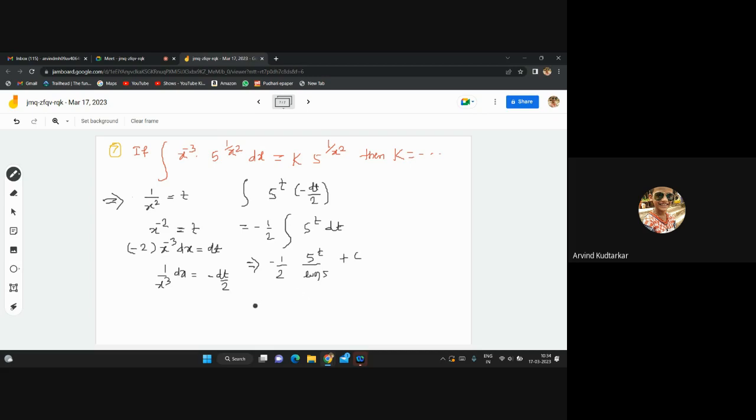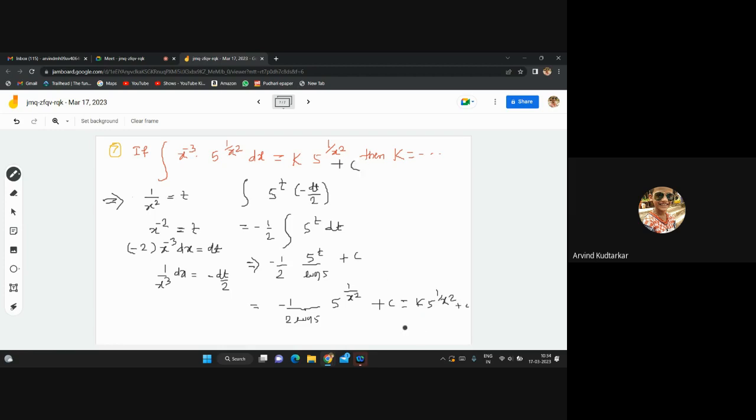So resubstitute here the value of t, that is minus 1 by 2 times into log of 5. 5 raised to t means what? 5 raised to 1 by x square. You resubstitute the value of t. So t is 1 by x square, plus c. And you have to compare this with the given term. So that is equals to k into 5 raised to 1 by x square plus c. Here c means constant is there.